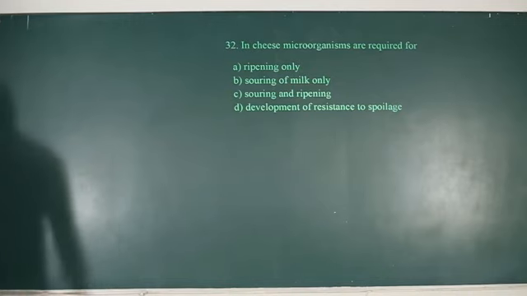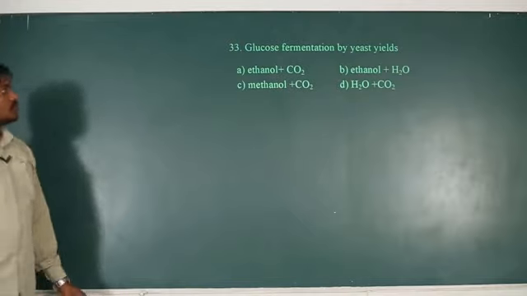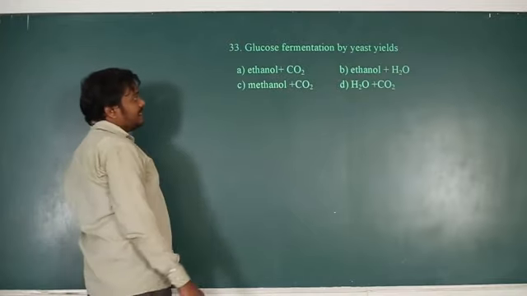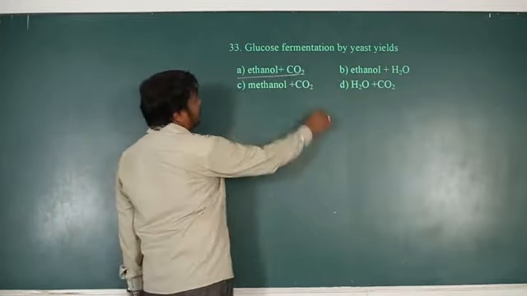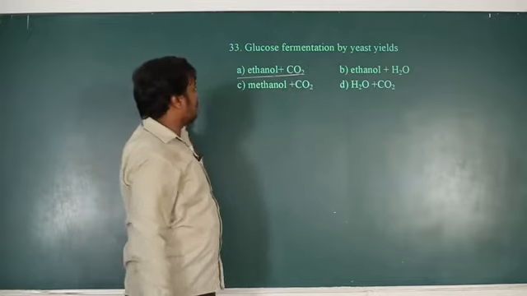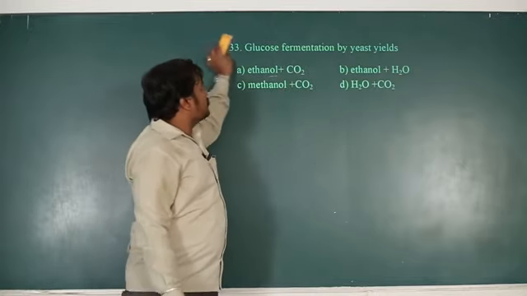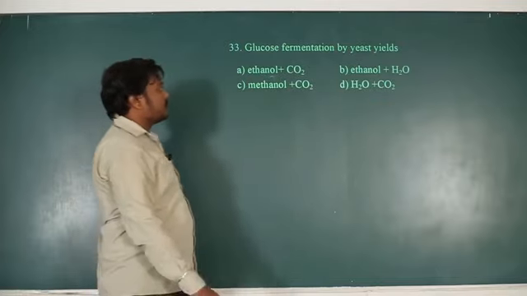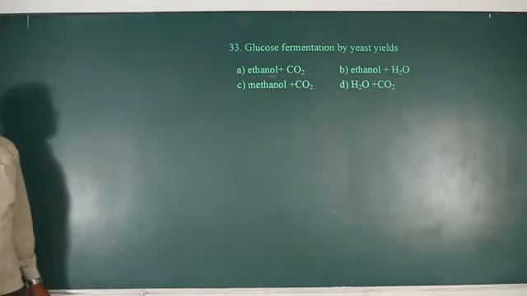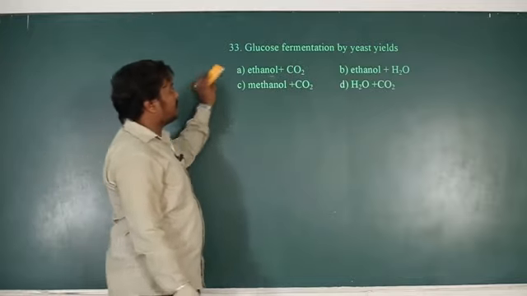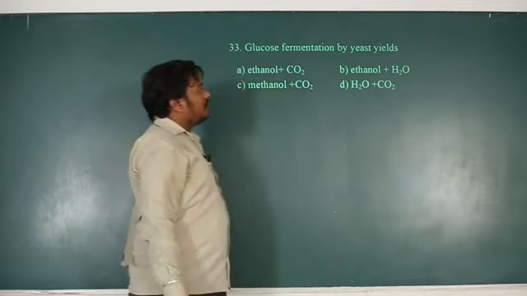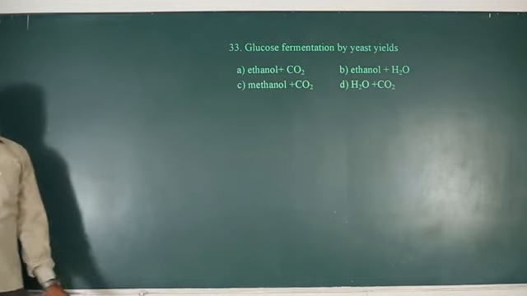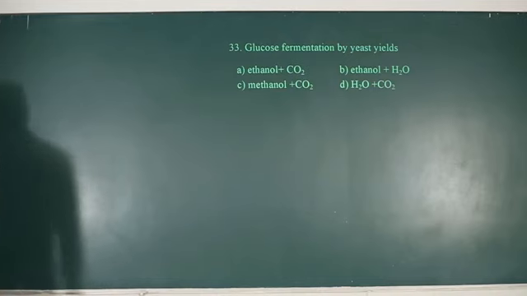Okay, next 33. So glucose fermentation by yeast yields, no doubt, ethanol plus carbon dioxide. After pyruvic acid, it produces acetaldehyde by pyruvate decarboxylase. Then acetaldehyde is converted to ethanol by the activity of alcohol dehydrogenase enzyme. Okay, next 34.